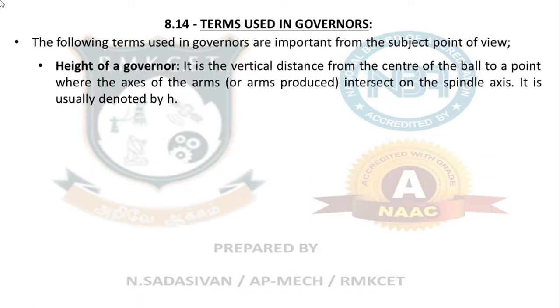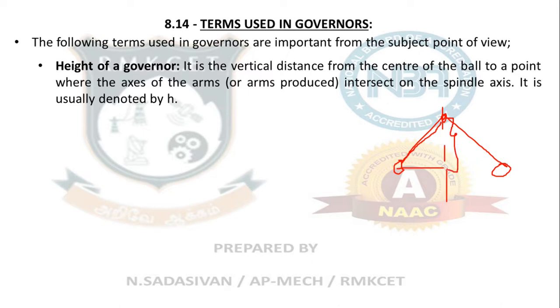Height of the governor. What do I mean when I say height of a governor? It is the vertical distance from the center of the ball to the point where the axis of the arms intersect the spindle axis. Example: whatever governor you have seen in the last slide, this is your ball. From the center of the ball, one link, the second link, they intersect at the spindle axis. They intersect here. So this is your height of the governor.